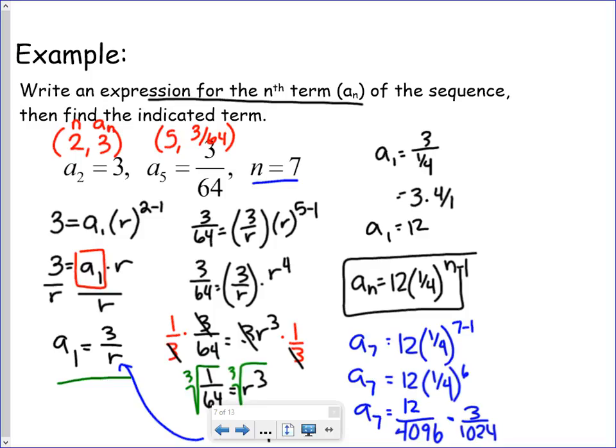Now, notice I had said at the beginning, that's not the only way to do it, but it is one way, and it's a way that will always work. I like it because if you can remember back to chapter 3, it's a lot like how we wrote our models for exponential growth and decay.